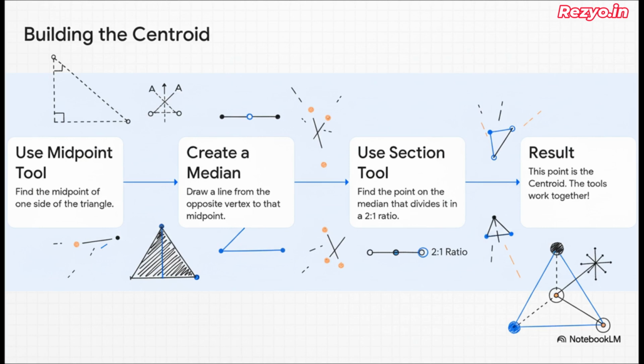The centroid isn't just some random formula you have to memorize. You can actually build it with the tools we already have. Watch. Step 1. Grab the midpoint formula to find the middle of one side of the triangle. Step 2. That line you can now draw from the opposite corner to that midpoint is called a median. Now, step 3, grab our section formula and find the point on that median that divides it in a 2-to-1 ratio. And guess what? That point is the centroid. It's amazing. Our tools literally build on top of each other.